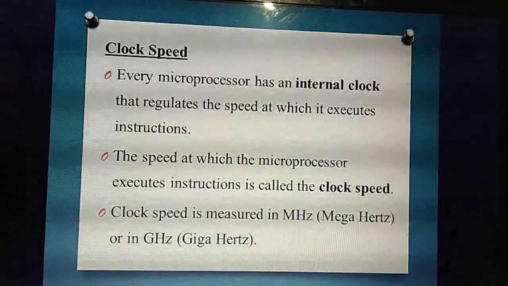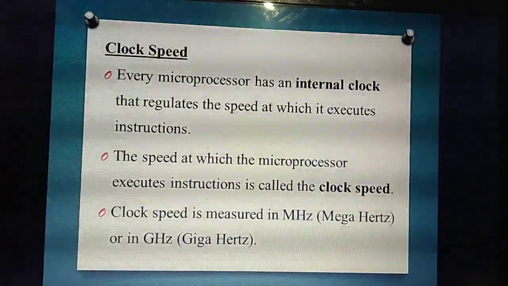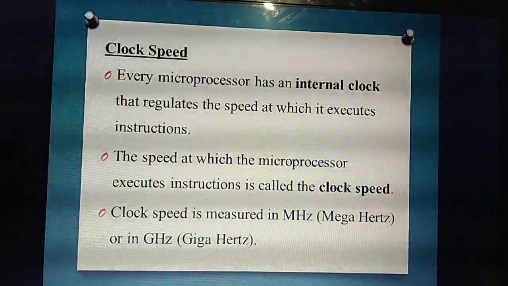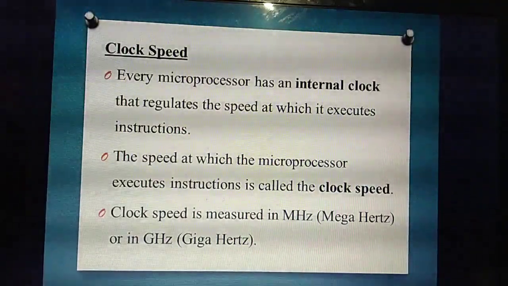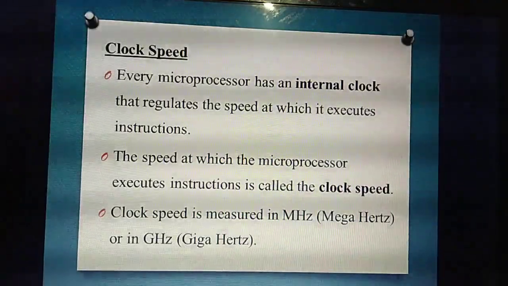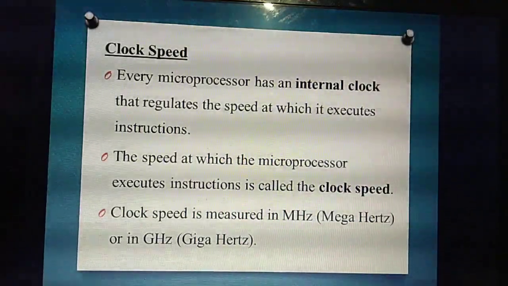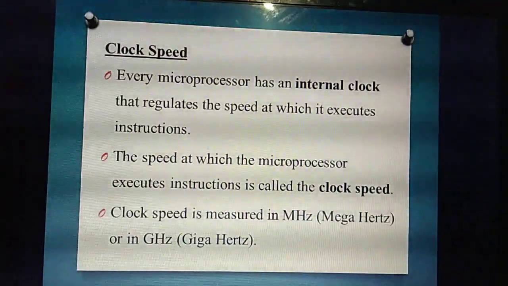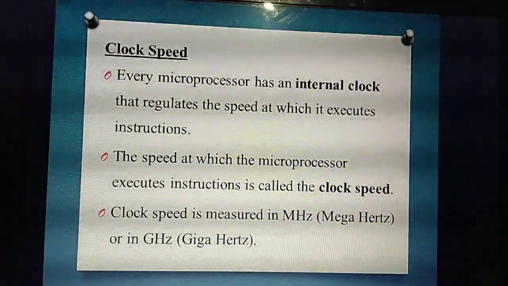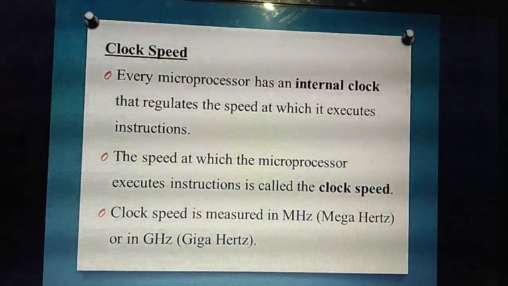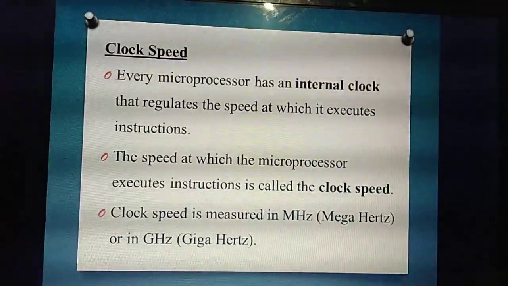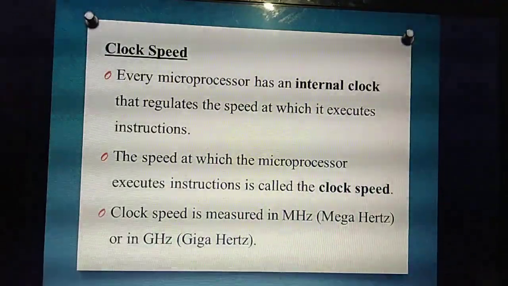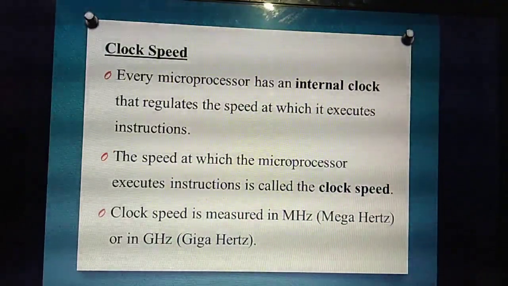It will execute the instructions. What are the instructions given to the CPU? That means the instructions we give to the computer. It will take the instructions and execute them. That is processing. What's the use of this internal clock? It will regulate the speed at which whatever instructions we are giving, the particular instructions need to execute.